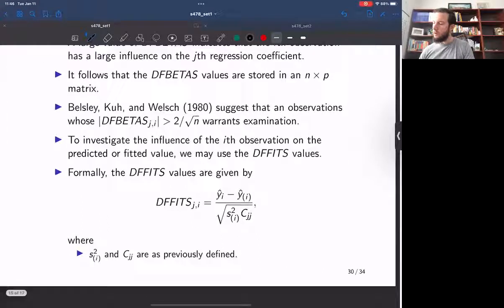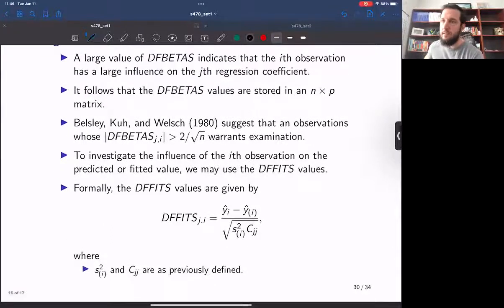Okay, one other criteria following from the DF betas is the DFFITS. This term, like the DF betas, is utilized to determine the impact of a particular observation. The difference here is that we are now assessing the impact of that observation on the predicted quantity. Okay, so you can see from the formula, we have a standardized distance between yi hat and yi if we remove the ith observation.